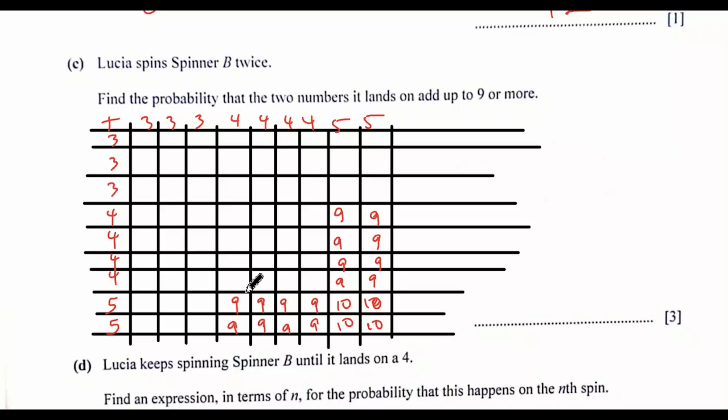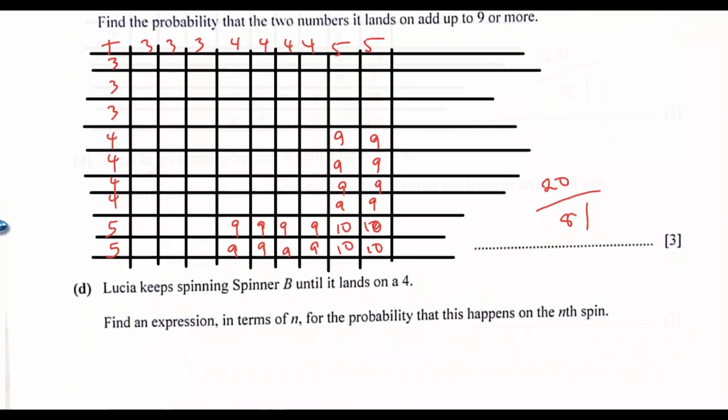So how many numbers do we have here? 1, 2, 3, 4, 5, 6, 7, 8, 9, 10, 11, 12, 13, 14, 15, 16, 17, 18, 19, 20. So we have 20 sums greater than or equal to 9, out of the total, which is 9 times 9, that is 81. Okay, let's go to part D.